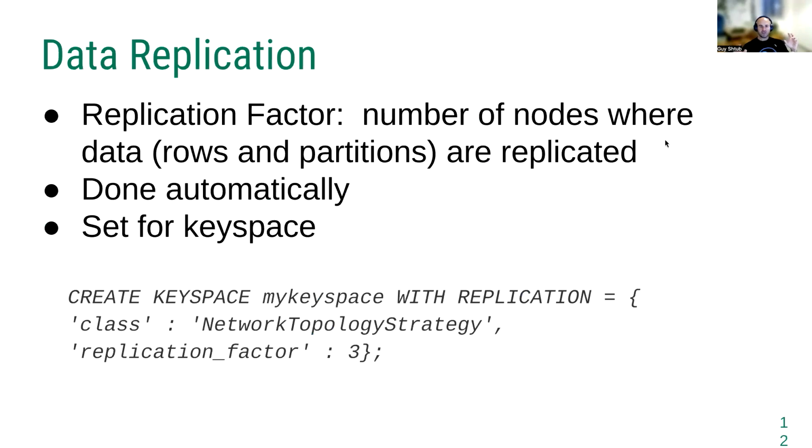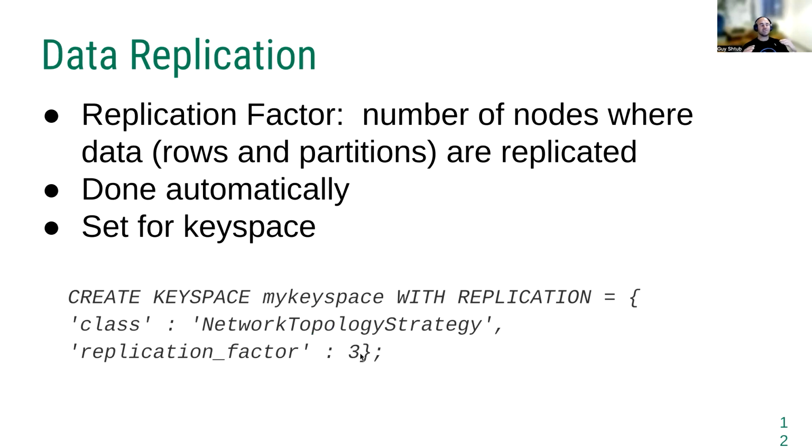So replication factor is the number of nodes where data are replicated. And this setting is determined once when we define the key space, okay? You can see an example here. Create key space with a key space name, with a replication, and here the replication factor is 3.